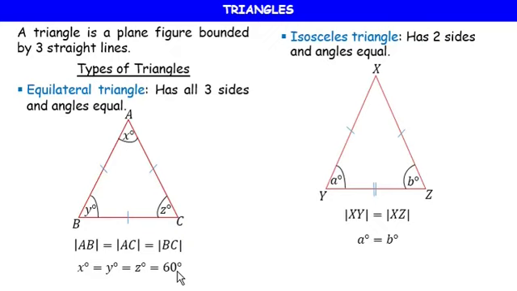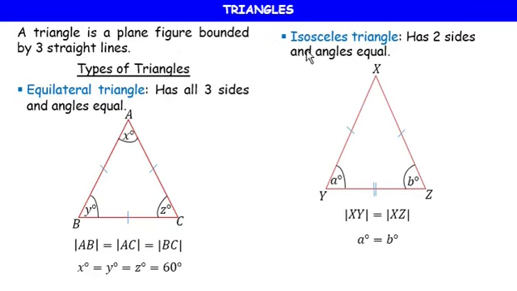Later on we would find out why each of the 3 angles in an equilateral triangle is equal to 60 degrees, right? We'll find out very soon. Okay, let's move on to the isosceles triangle.